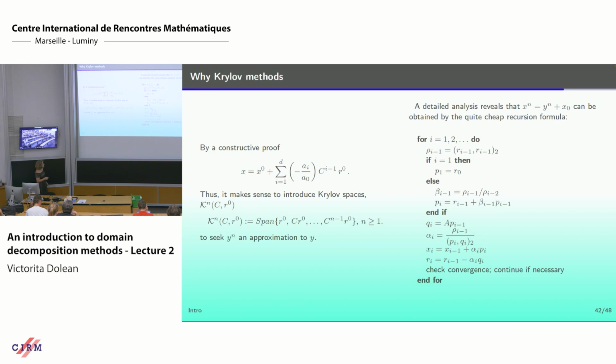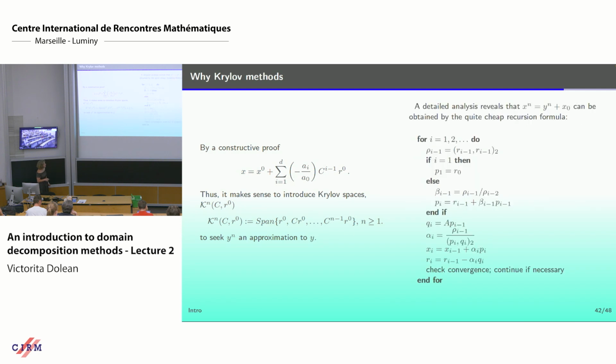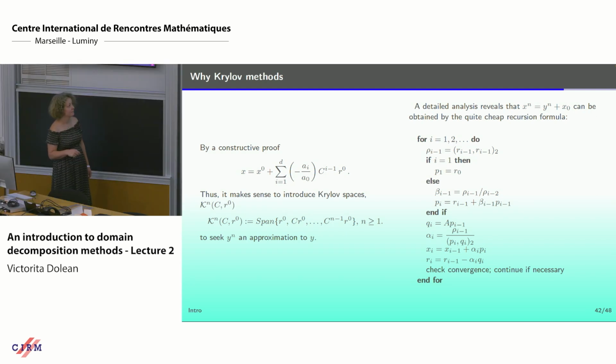Okay, so this is the iteration. So let me show you how the conjugate gradient looks, and why it's important for me to show you the conjugate gradient even if it's not about domain decomposition, because I will show you immediately after how I insert my domain decomposition preconditioner into this story.